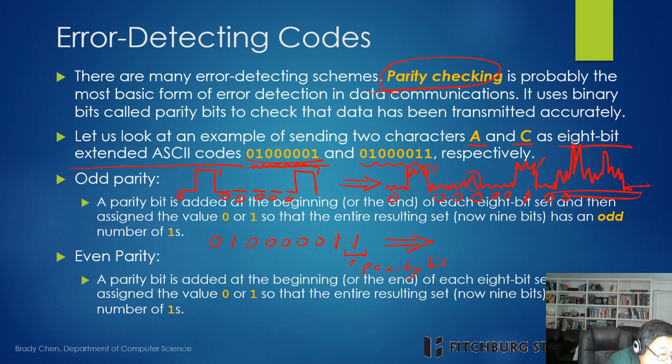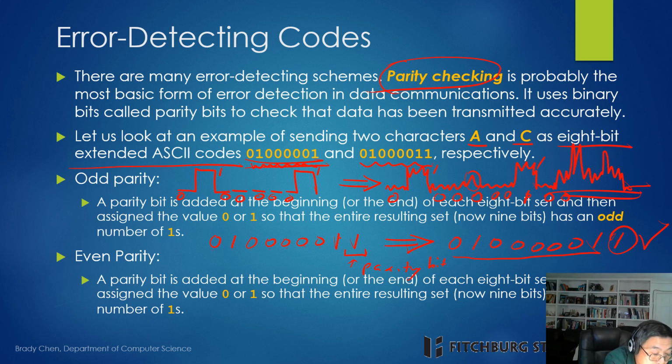Now, if the destination receives this signal without any error, that's okay, right? The destination checks the 9-bit signal and counts the number of ones and finds out, wow, the number of ones is an odd number. So I can say I accept this, take the parity bit out, and take the 8-bit sequence as the result.